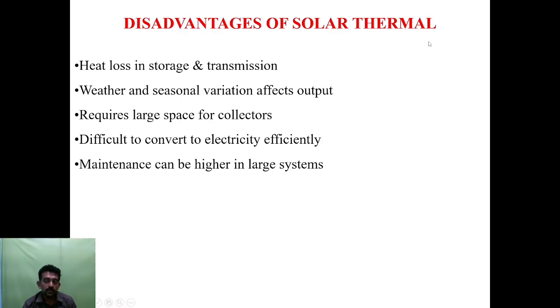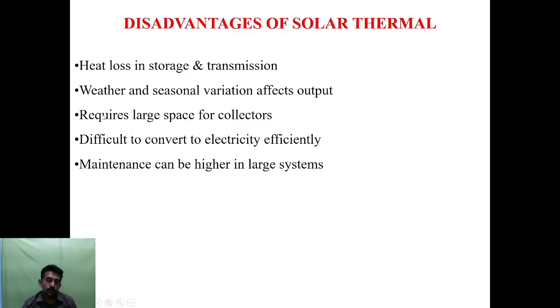And disadvantages of solar thermal. So there is heat loss in storage and transmission. However, we speak about it having high efficiency. The heat can be transferred easily through the atmospheric area. So the transmission is very high, so the loss will be very high. And similar to PV, it also depends upon the weather and seasonal variations which will affect the outputs.